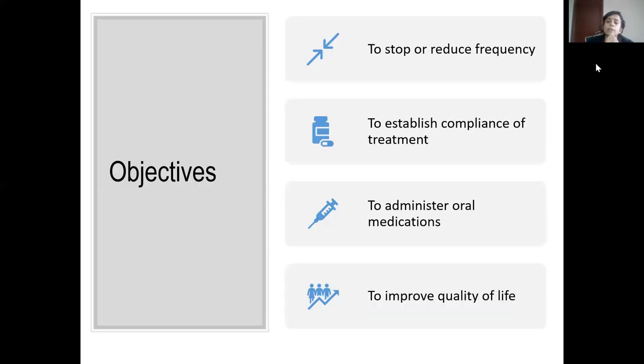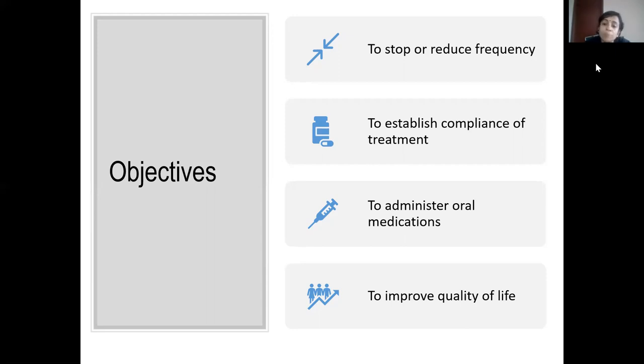So what is our objective in treating nausea and vomiting? I have written it specifically: to stop or reduce frequency. Sometimes it's very difficult to stop nausea and vomiting. It's a tricky symptom. We need to play with a lot of medications and take a thorough history. Sometimes we may not be able to stop it completely, but we may be able to reduce the frequency. So that is a realistic objective as far as I am concerned.